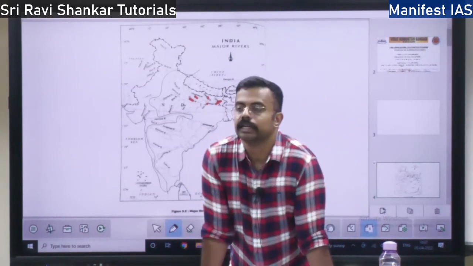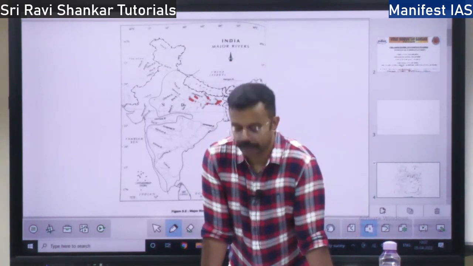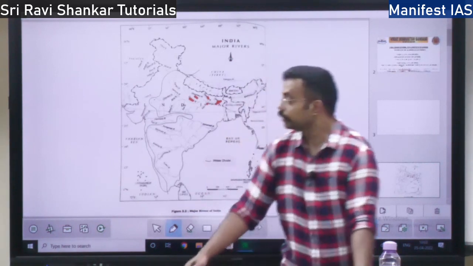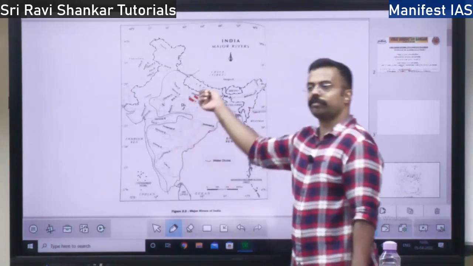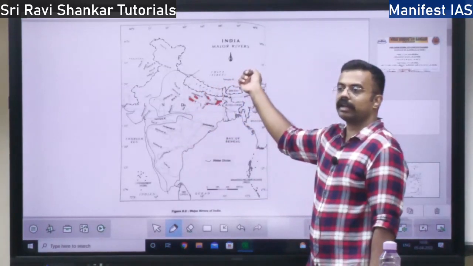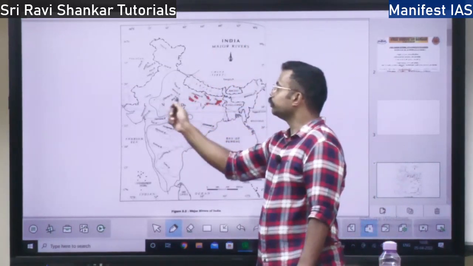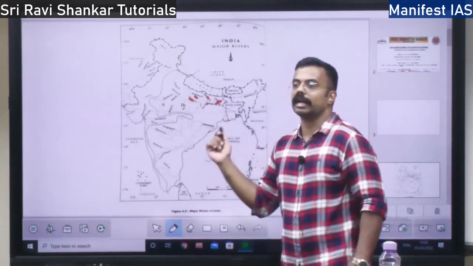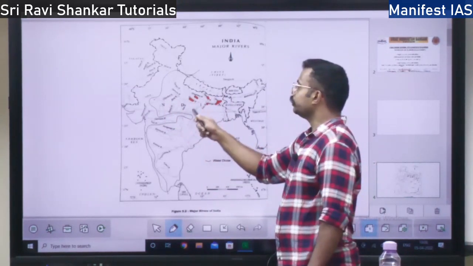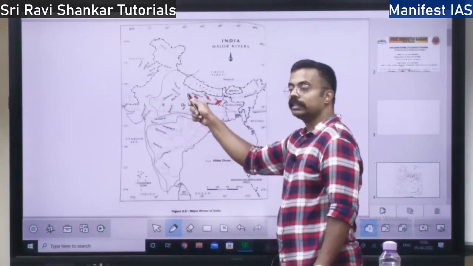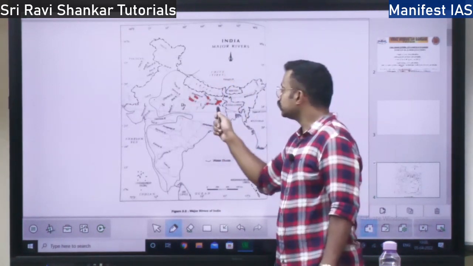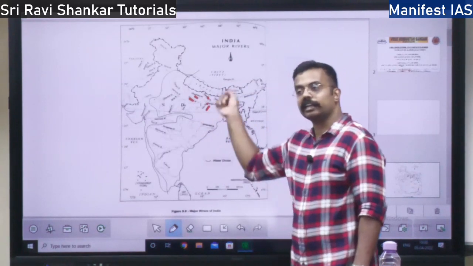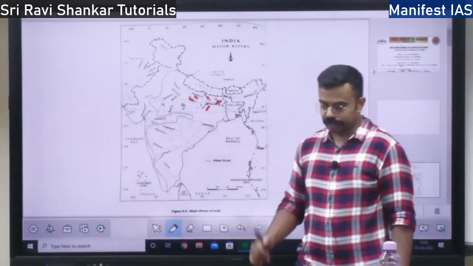So what are the right bank tributaries of the Ganga? You have the Chambal. Though they finally flow into the Ganga river, these actually are the tributaries of the Yamuna, not the Ganga directly. Chambal, Sindh, Betwa and Ken join the Yamuna first, and later flow into the Ganga, whereas the Son river directly flows into the Ganga. This is very, very important.